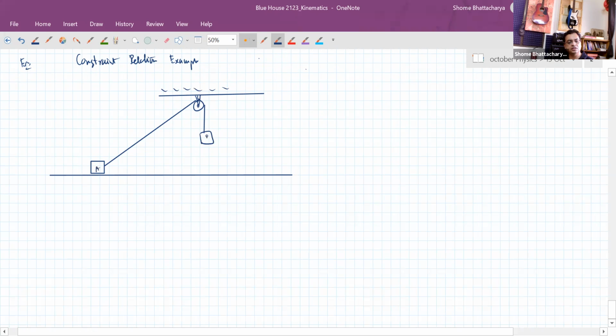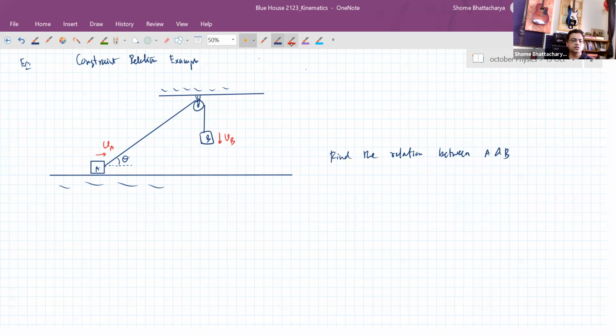Let's say this object is A, this object is B. This thread is at an angle theta like this. Now at a given instant, A is moving at some speed VA and B is moving at some speed VB. So we have to find the relation between A and B, the constraint relation between A and B.